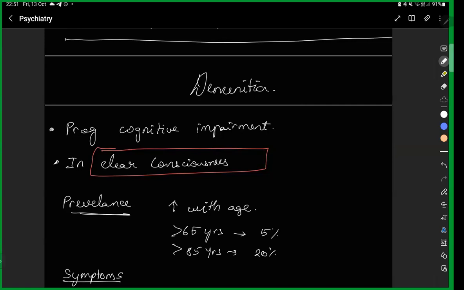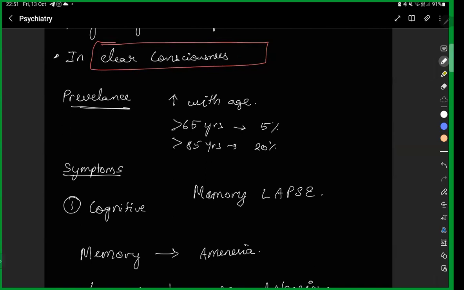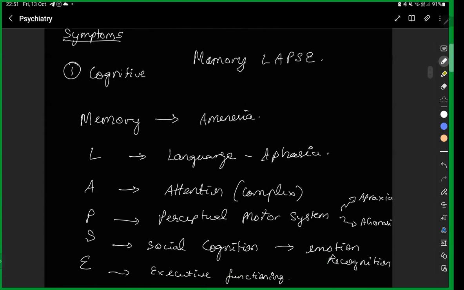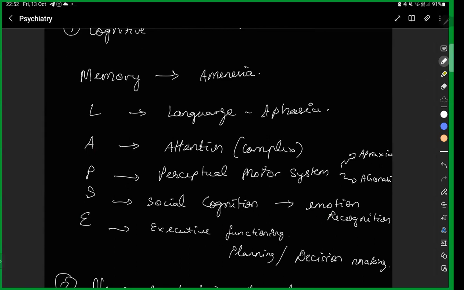It increases with age. More than 20% of our population above 85 years are having dementia. Symptoms, number one, cognitive. So what are the cognitive symptoms? Remember, M, memory lapse, amnesia will be there. L stands for language, aphasia. A stands for attention, so there won't be any attention. P stands for perceptual motor system. So fine motor system problem and the apraxia.